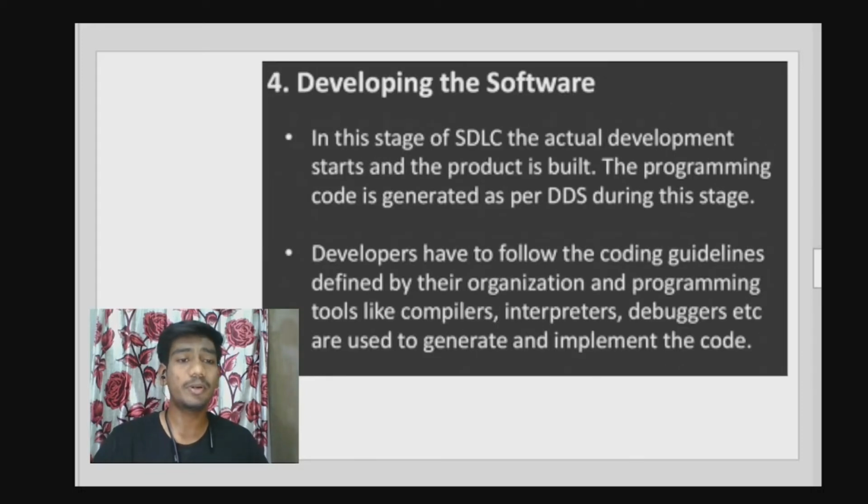Developing the software. The developers of the team will develop the code for the software. In this stage of SDLC, the actual development starts and the product is built. The programming code is generated as per the DDS during this stage. Developers have to follow the coding guidelines defined by the organization, and programming tools like compilers, debuggers, interpreters, etc. are used to generate and implement the code.